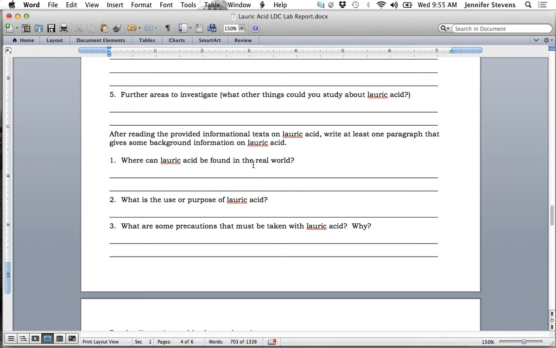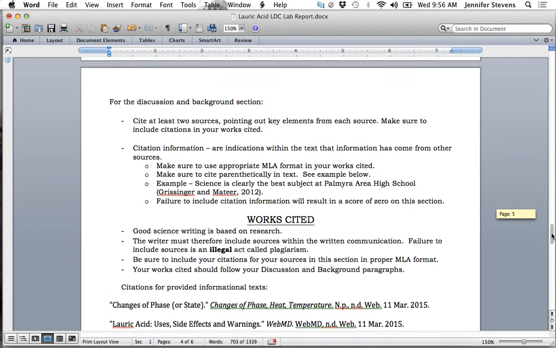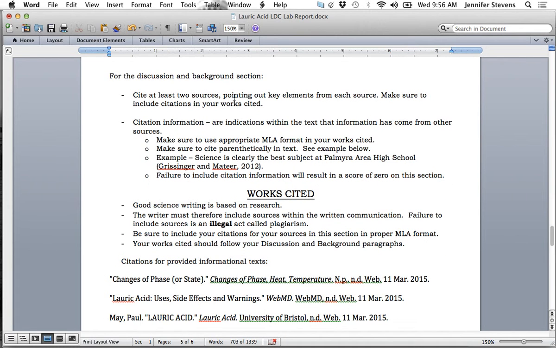All right, so then using the information, specifically the WebMD website and the University of Bristol site, we've got those 3 questions about lauric acid that we will turn into a paragraph. In there you need to cite at least 2 sources. Make sure to include those citations in your works cited. So I don't need to see all 4 of them parenthetically cited, but I should see at least 2 of them. You do need to cite after each statement in which you use that reference, because it's not okay just to cite everything in a paragraph and then throw everything at the end. It doesn't work that way.